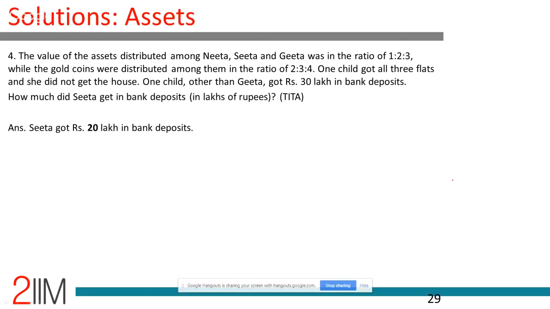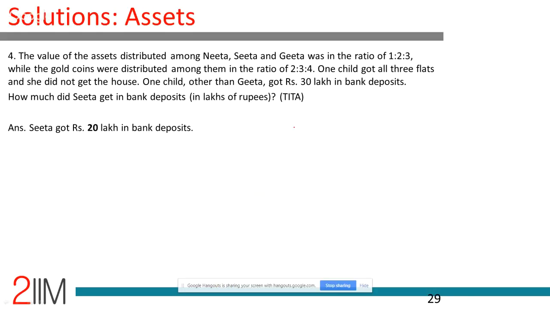The value of the assets distributed among Nita, Sita, and Geeta was in the ratio 1:2:3, and the gold coins 2:3:4. One got all three flats. She did not get the house. One child other than Geeta got rupees 30 lakhs in bank deposits. How much did Sita get in bank deposits? We've done the whole thing.